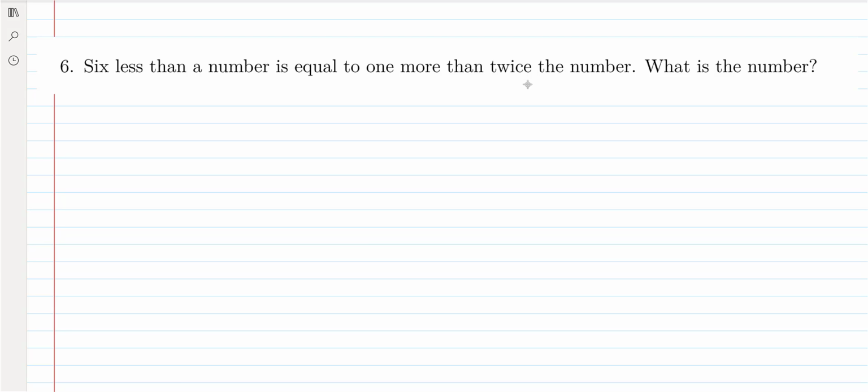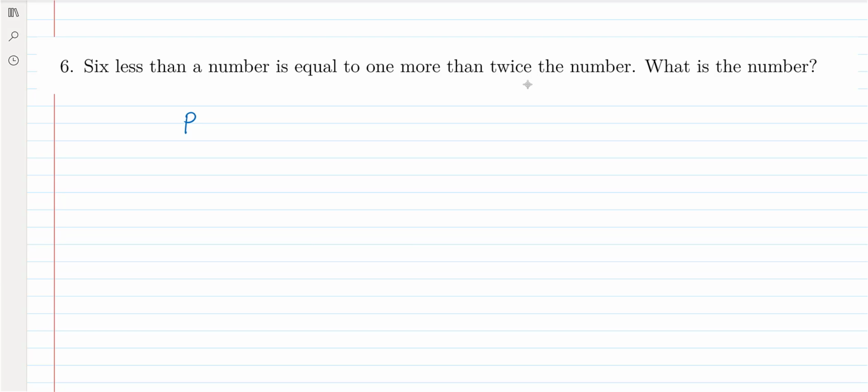Question 6. 6 less than a number is equal to 1 more than twice the number. What is the number? So we don't know what our number is, so let's call it something different from x this time, because we always call it x. So let's call our number p.